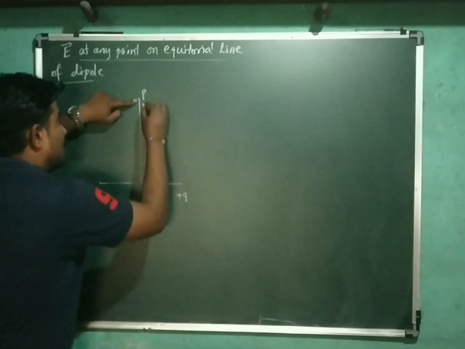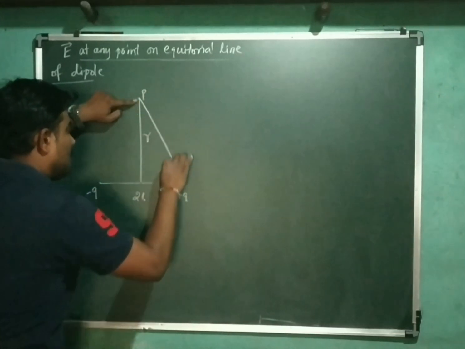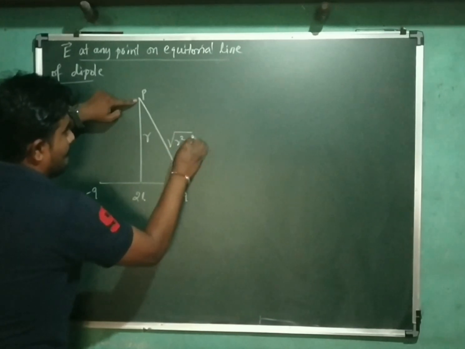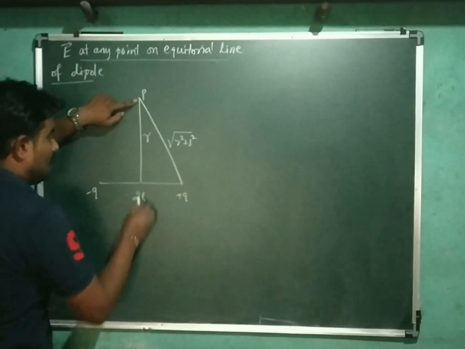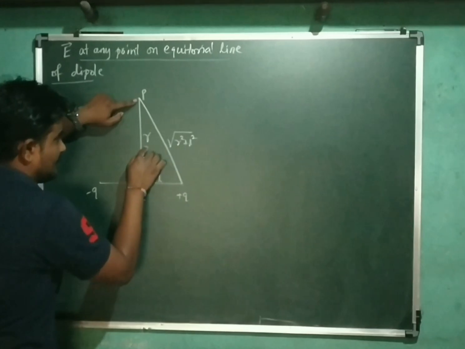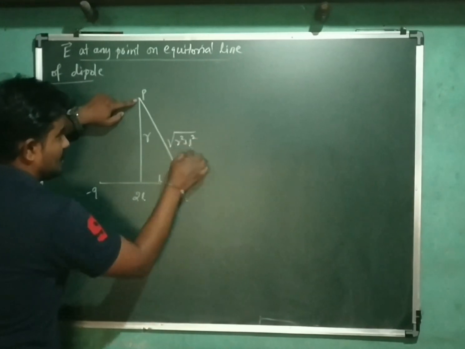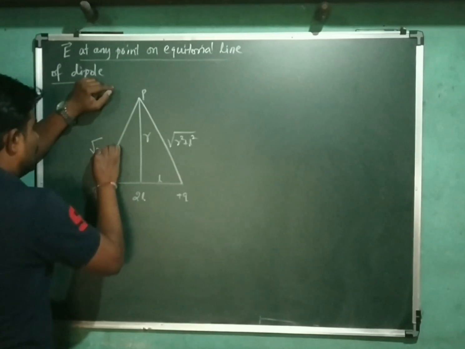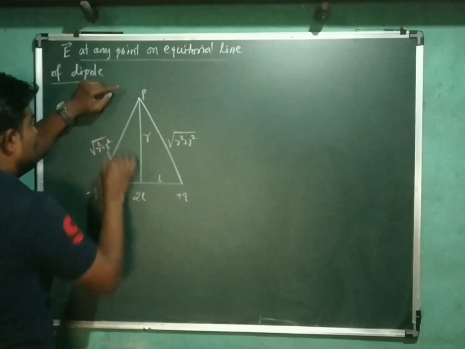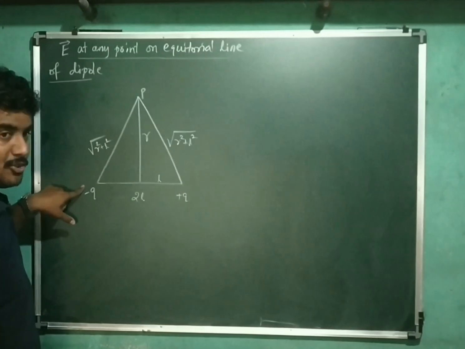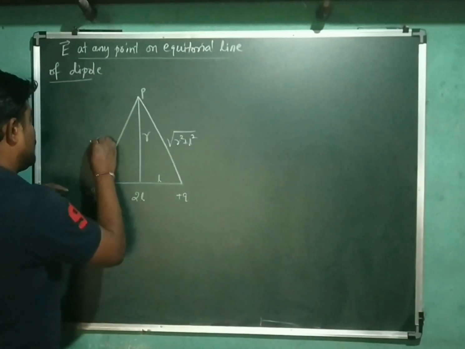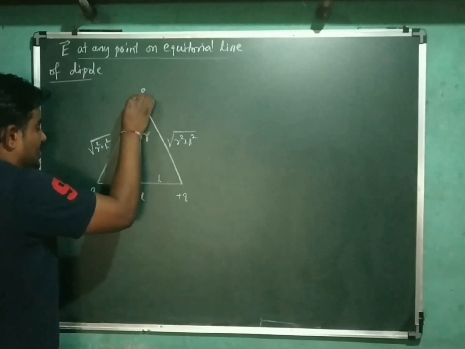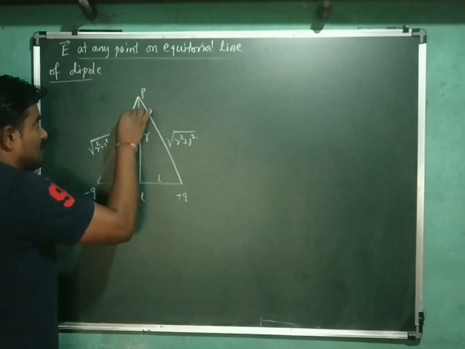This plus Q is at a distance of under root R square plus L square. As this distance is L and this distance is R, according to the Pythagoras principle it is R square plus L square. Similarly, this is also under root R square plus L square. The distance between the test charge and the minus Q charge is how much? Under root R square plus L square. Okay, if I place a test charge at this location, this minus Q will attract it.